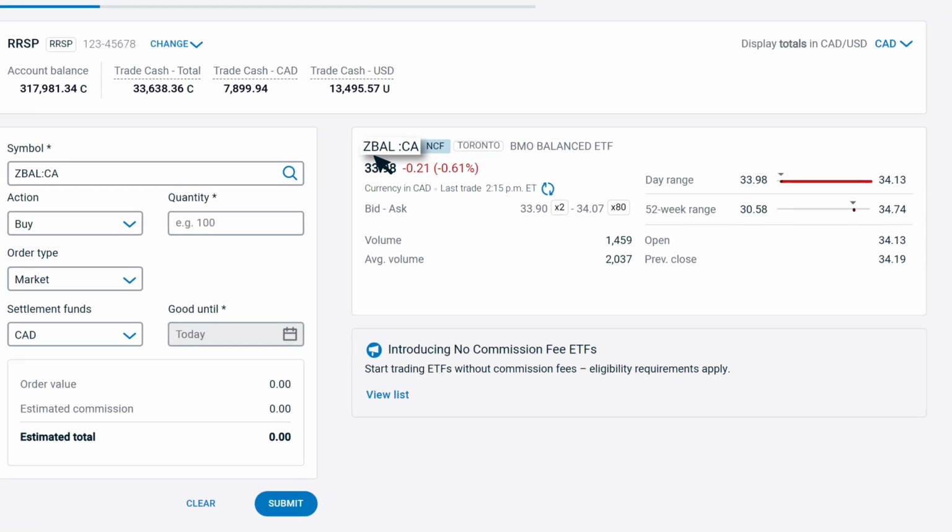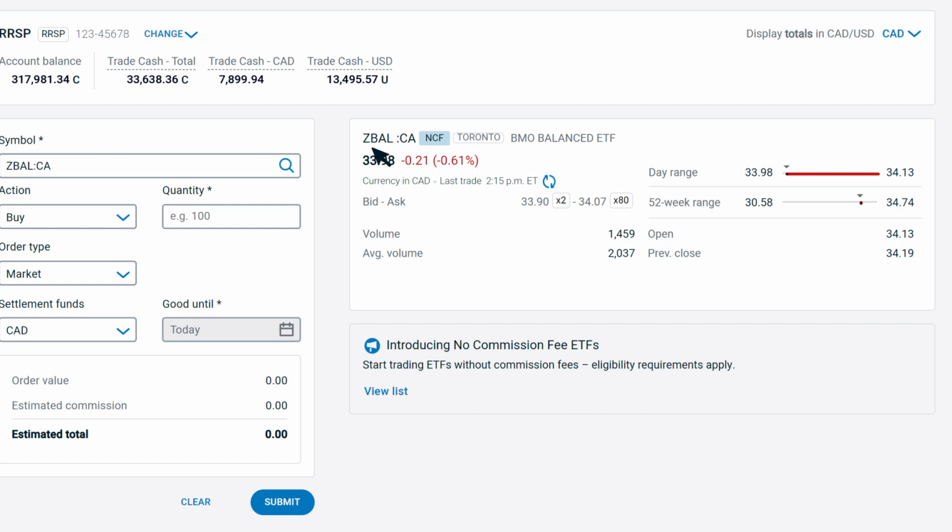In the middle, we see some basic information. We see the ticker symbol. CA means it is priced in Canadian dollars. NCF means this ETF is among the suite of no commission fee ETFs that the self-directed platform offers, so there are no commission fees to buy this ETF. The name of the ETF appears here as well as the current price. It's listed in bold at $33.98 per share. These numbers indicate that the price has gone down during today's trading session by 0.61%, or 21 cents.